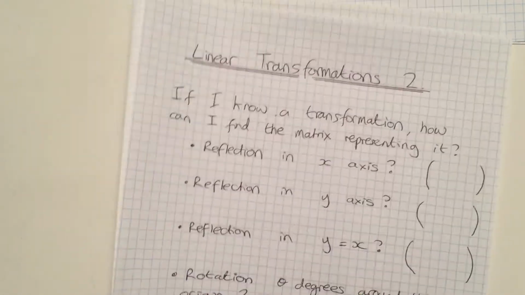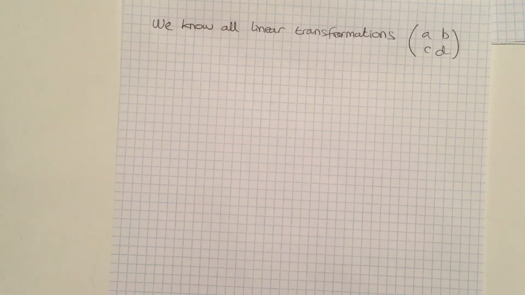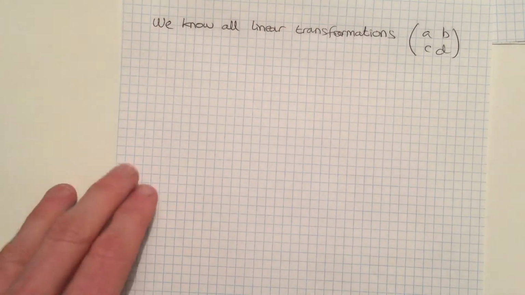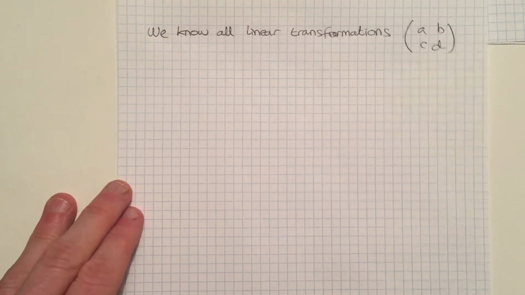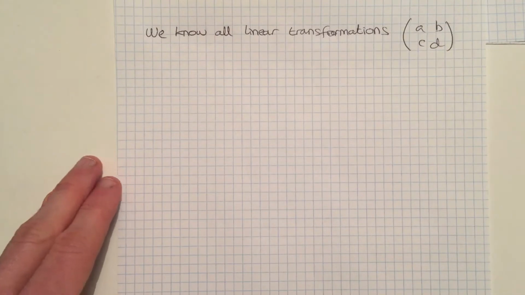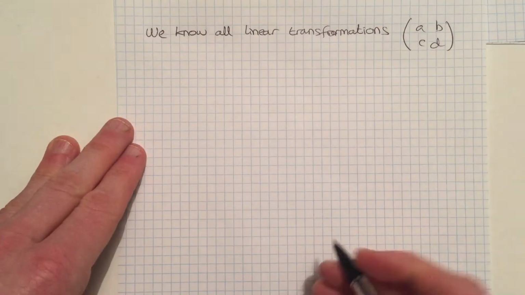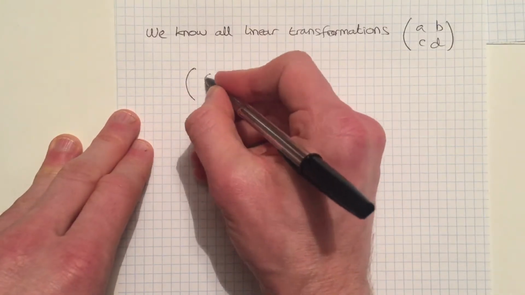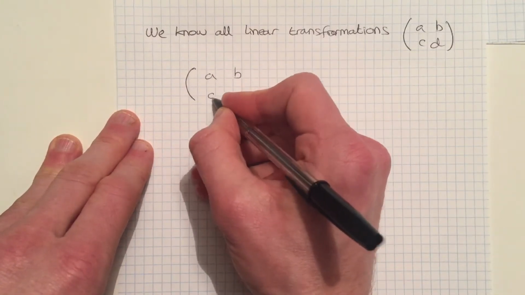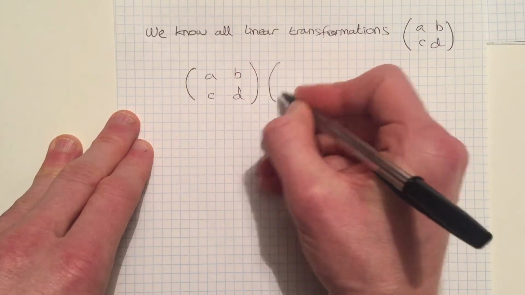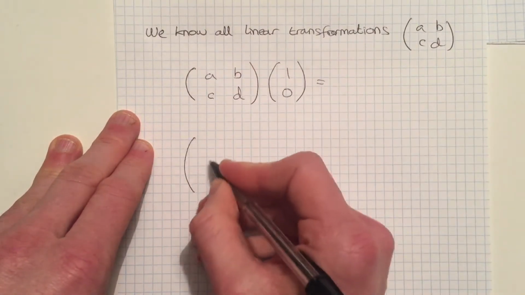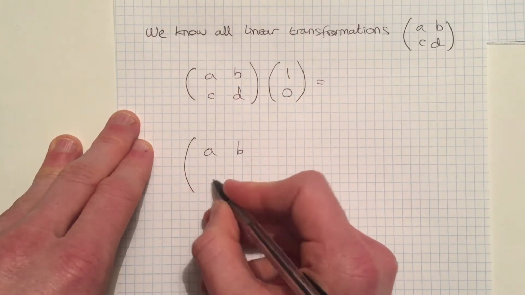So the way we're going to do that is we know that all linear transformations can be written as a 2 by 2 matrix A, B, C, D. Our job is to work out what A, B, C, and D are. The way we're going to do that is we're going to consider this matrix's effect on two very simple coordinates. We're going to look at the coordinate 1, 0, and then we're also going to have a look at the coordinate 0, 1.